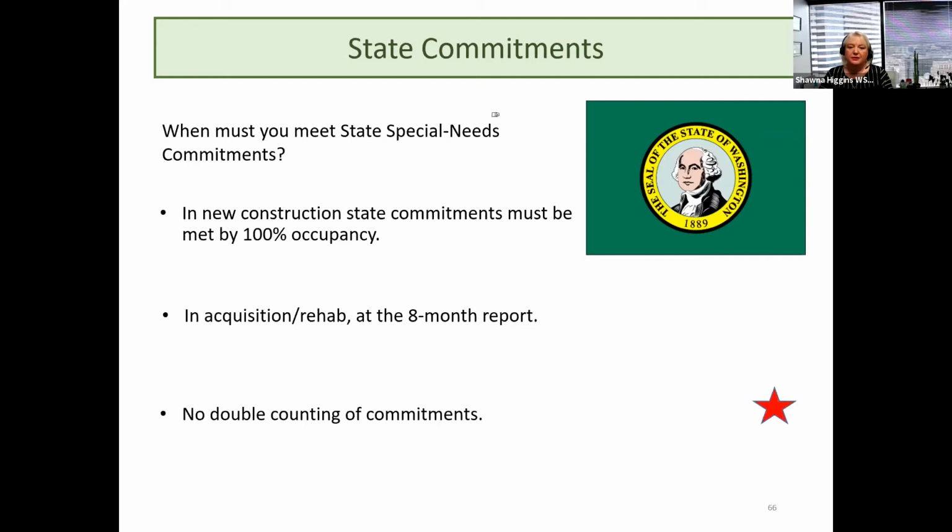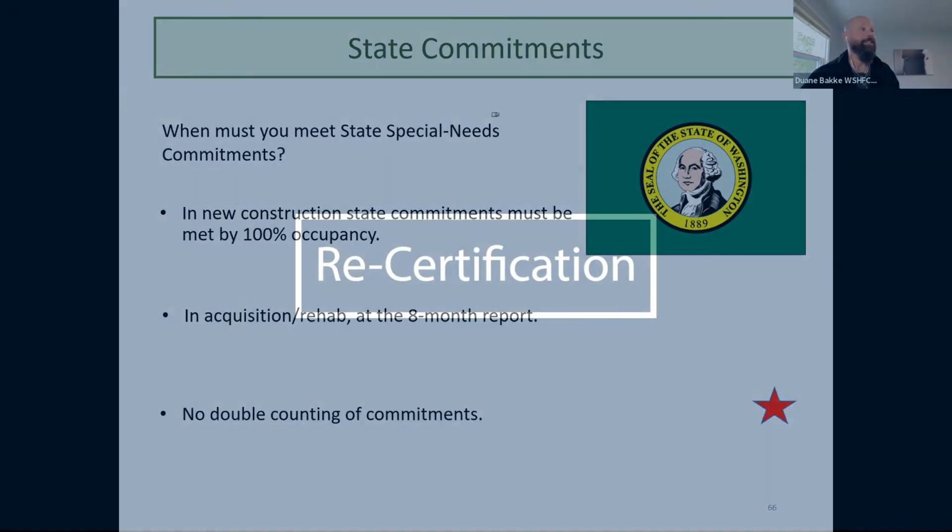It looks like you might have another polling question. Yes. Here comes another one on state commitments. What are the state special needs set asides? This is for Washington State. Okay, so yes, large household, disabled, and elderly.